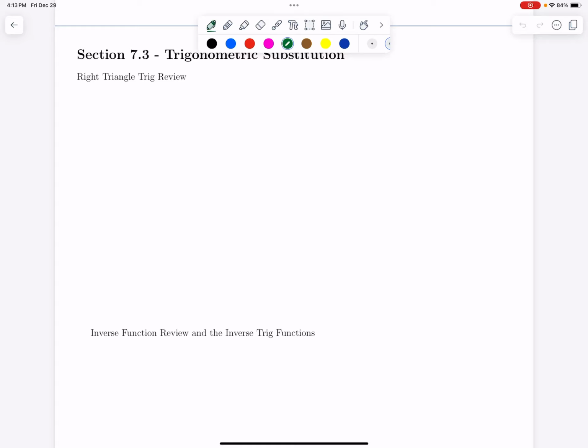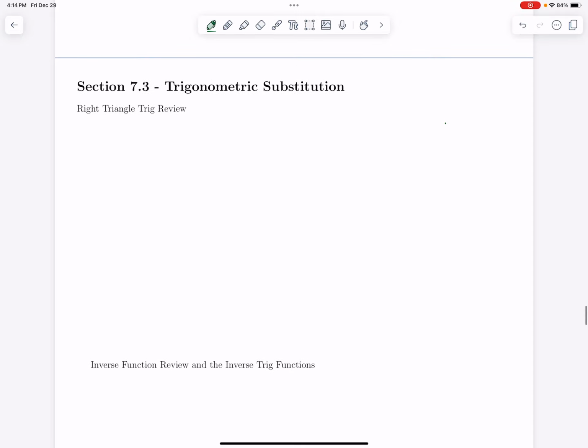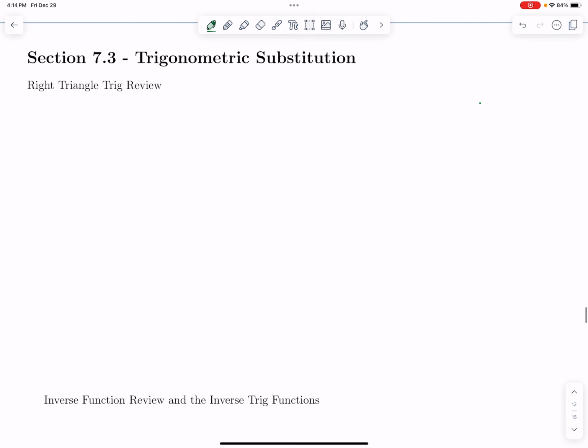Okay, we're ready to look at our next technique of integration, trigonometric substitution. But we're going to start off talking about a little bit of review from trig and algebra that we use in this section. So we're going to remind ourselves of some right triangle trig, right?